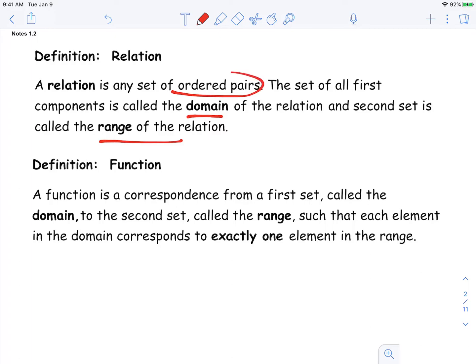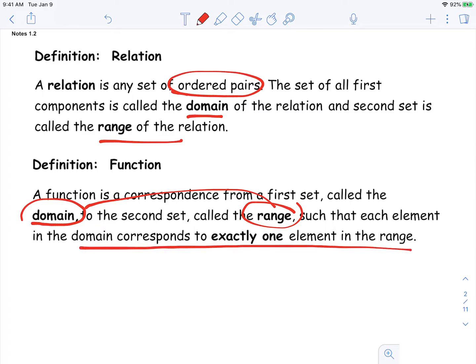And a function is also a set of ordered pairs, where the domain is going to the range, and you can only have one domain going to a range, so exactly one.